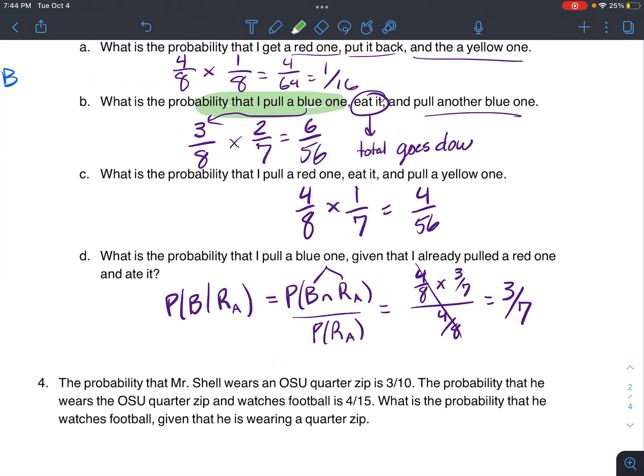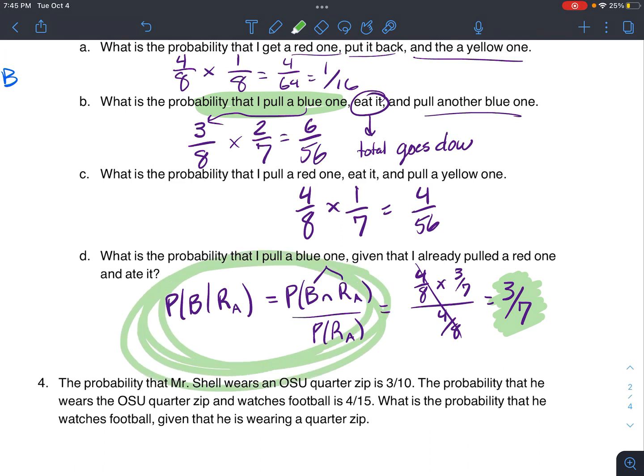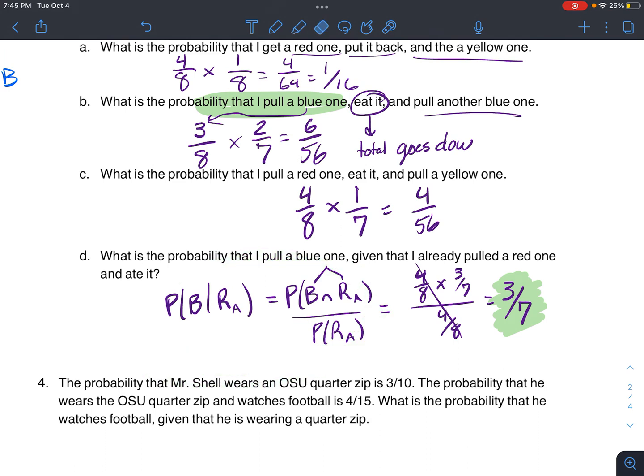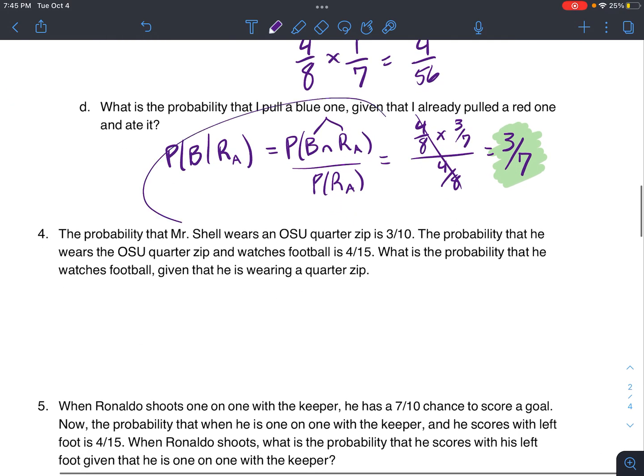This question is slightly more straightforward, and you might be able to figure out this 3 out of 7 without doing this. I recommend doing this every time. It's just going to help you get in good habits for dealing with the next few questions that are definitely going to appear in some way, shape, or form on the test. Just write this out every time.